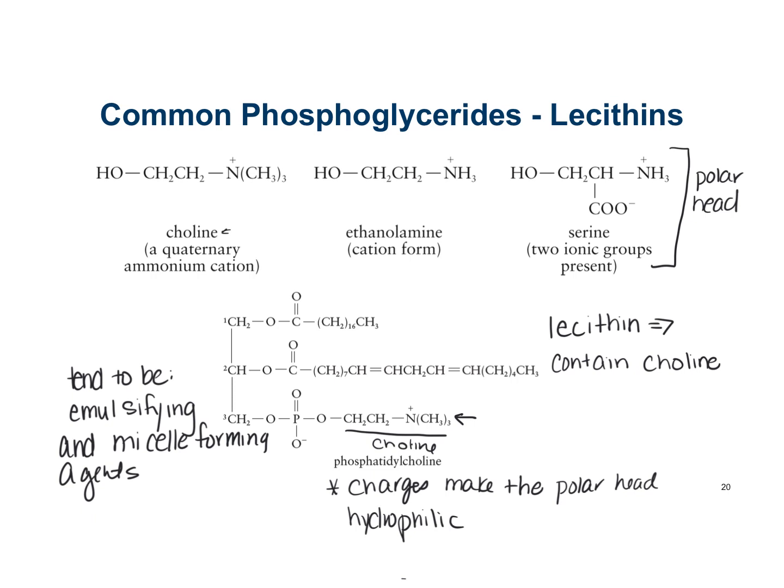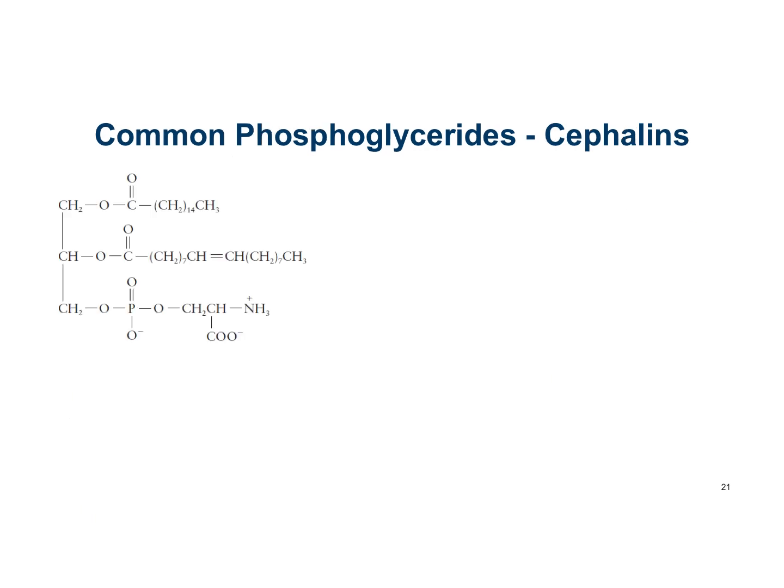So this is used quite a bit in food, and it's going to give the food a smooth texture. A lot of times you'll see it on the labels of things like margarines or chocolate candies. It's pretty common, and that's just to help it have a smooth texture. Now, another common phosphoglyceride are cephalins, which we see here.